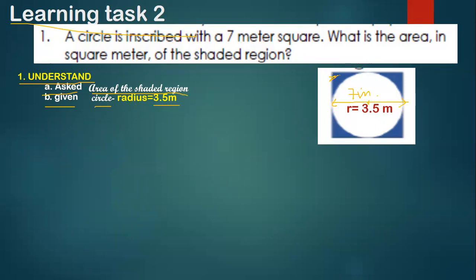Ngayon, okay na ang circle. Sunod, alamin natin kung anong given sa square. Square is, the side is 7 meters na. Okay na yung mga given natin.